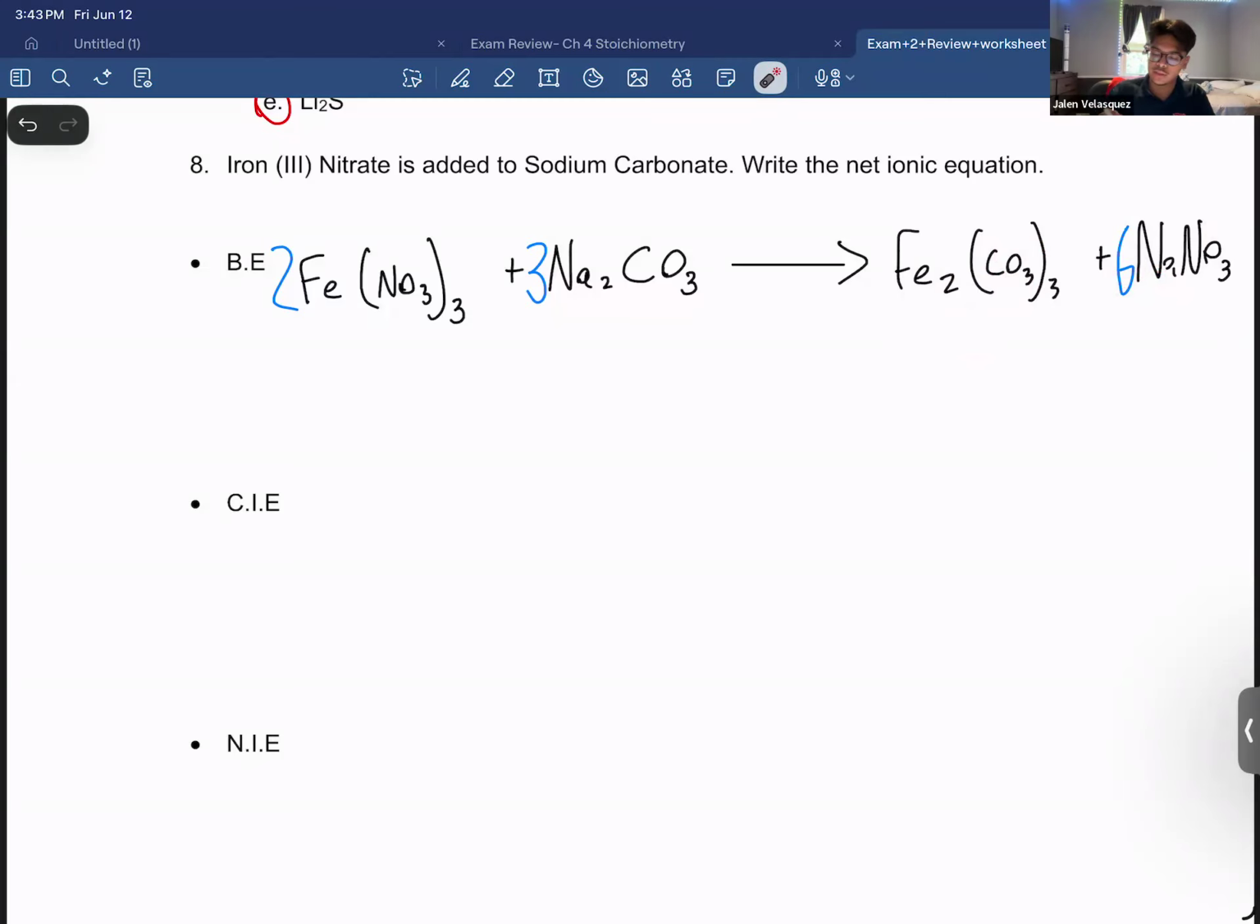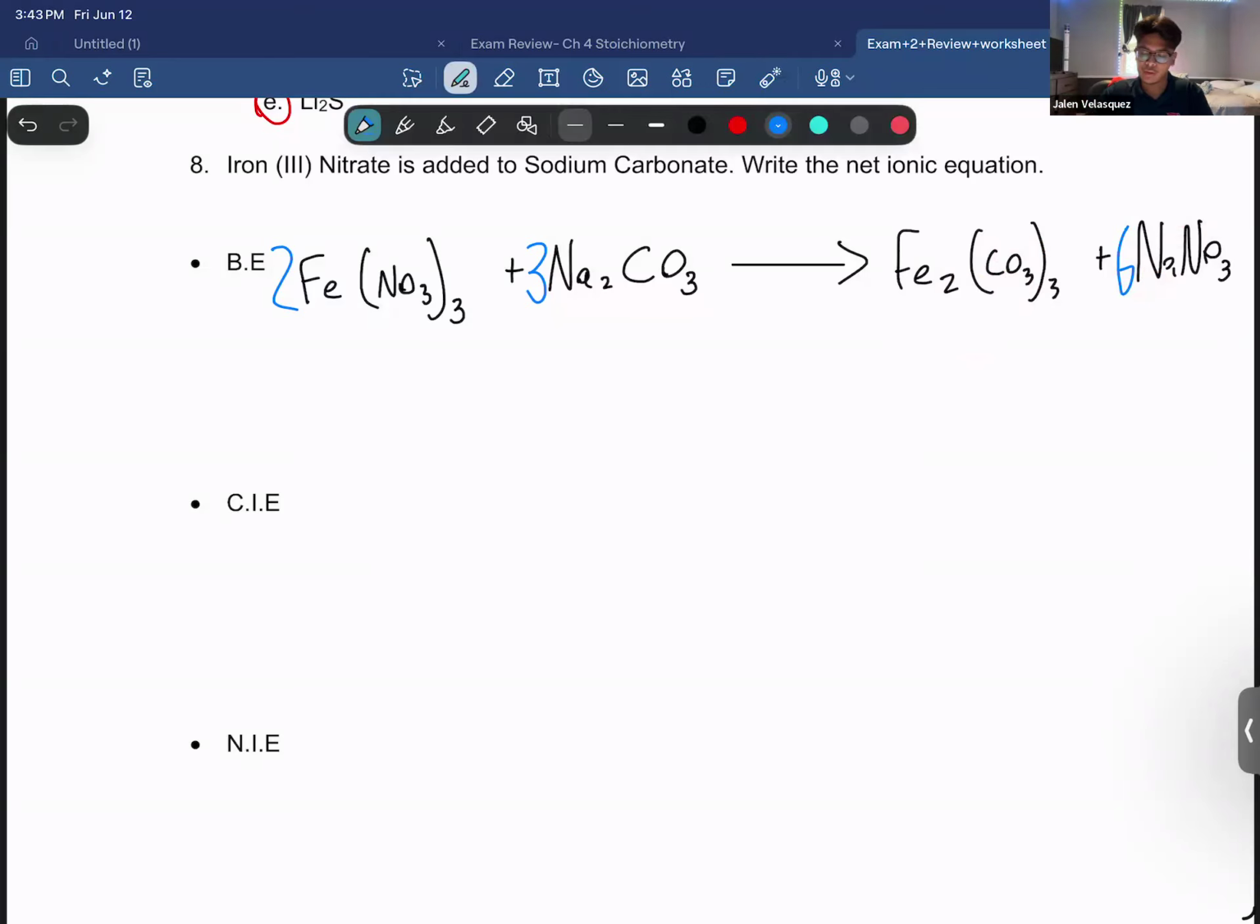So you consult your solubility chart, you'll see that sodium nitrate is soluble. Because it's soluble, we know it's going to dissolve in water, right? So this is going to be aqueous, whereas the iron carbonate is insoluble. It'll form a solid precipitate, so iron carbonate is solid.